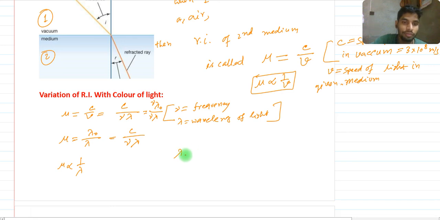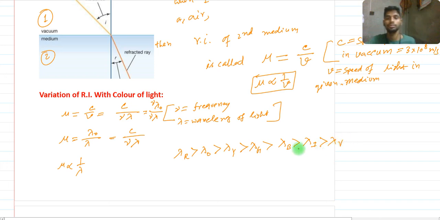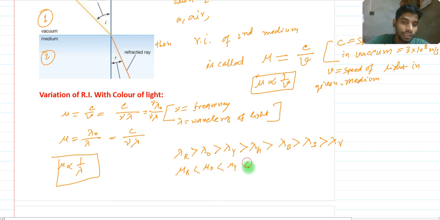We know that the wavelength of red color is highest, then lambda orange, then lambda yellow, then lambda green, then lambda blue, then lambda indigo, then lambda violet, VGF. And as mu is proportional to 1 by lambda, mu red is less than mu orange, less than mu yellow, less than mu green, less than mu blue, less than mu indigo, less than mu violet.